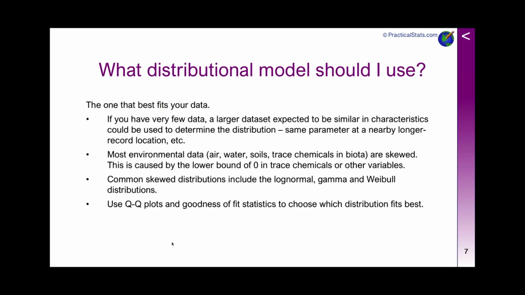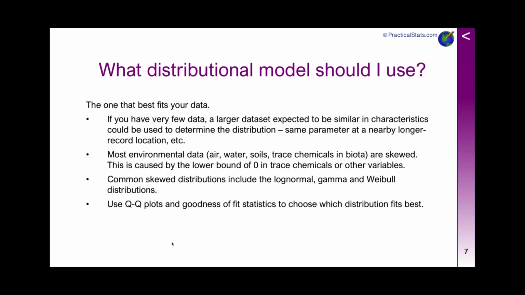If you don't have a lot of data, then it would be a good practice to perhaps look at distributions of data in nearby longer record stations, places where you have a lot more data, perhaps of the same parameter, the same chemical, and determine what that distribution is, and then use that distribution for your smaller data set.